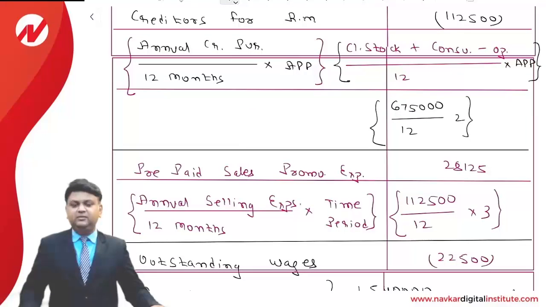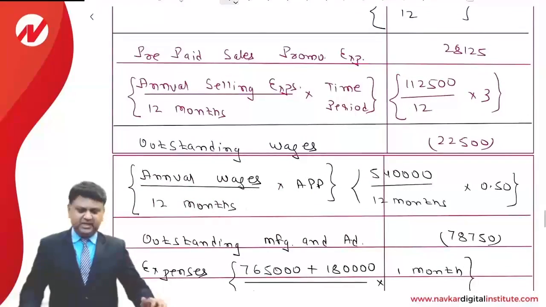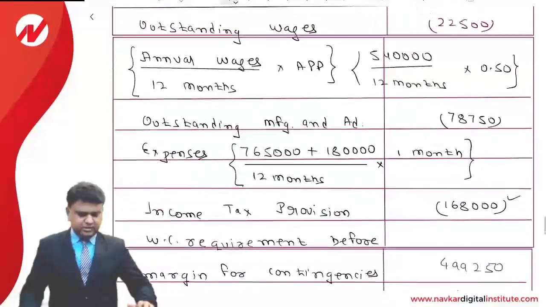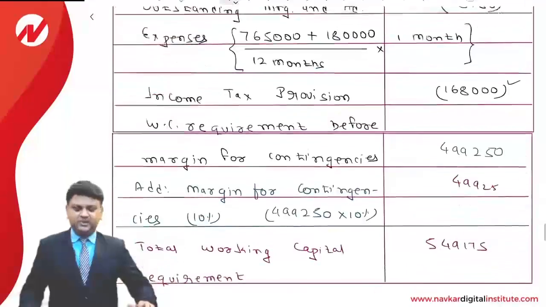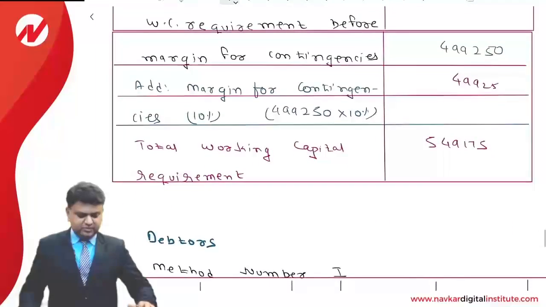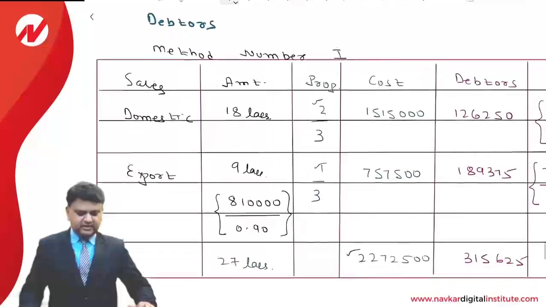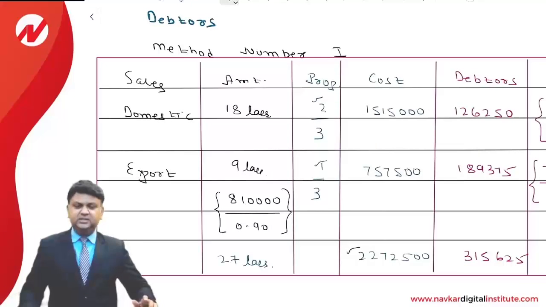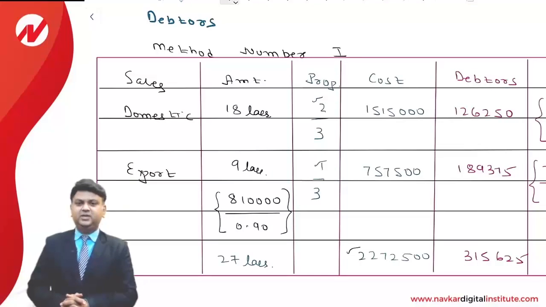Creditors for raw material will be based on the purchase only, and this time the purchase and the consumption would be the same. Next is the prepaid selling expenses, outstanding wages, manufacturing and administration expenses, tax provision, and then margin for contingencies. This is the important working note that we have.